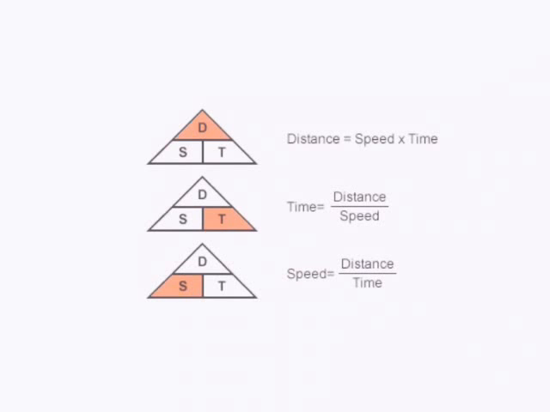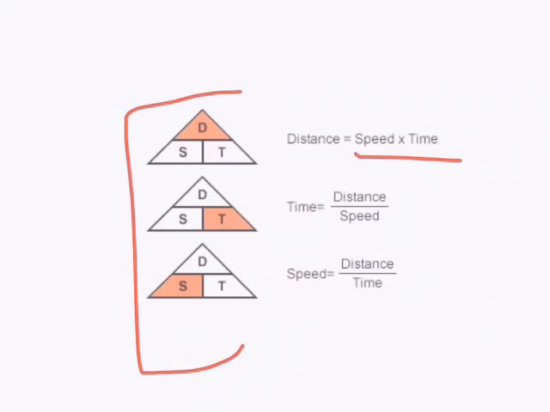This is a really helpful diagram that will help you to calculate speed, distance, and time. We use this pyramid to help you with that. At the top is distance, that's the D, the S is speed, and the T is time. If things are next to each other, you're going to multiply, and if things are on top of each other, you're going to divide.